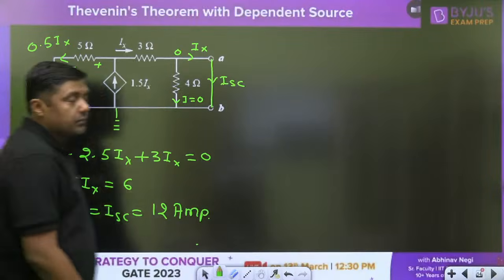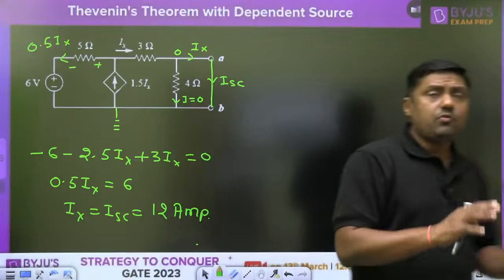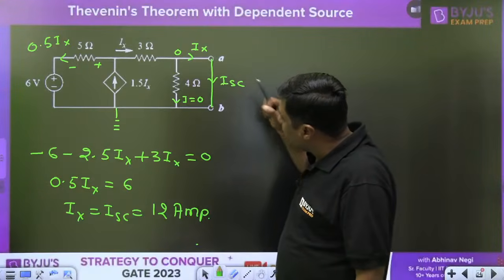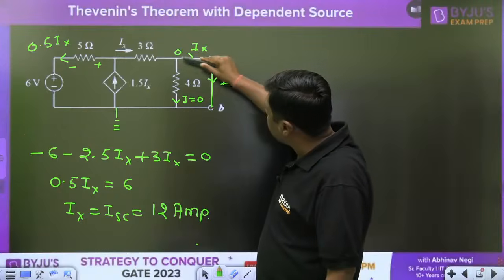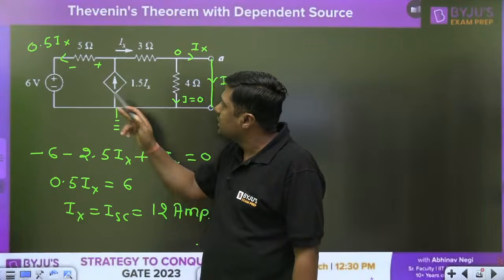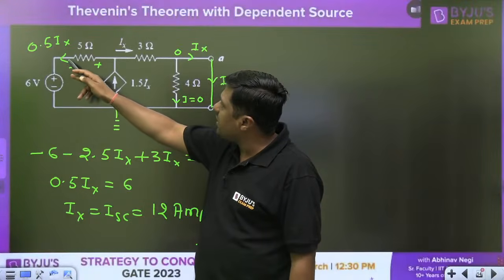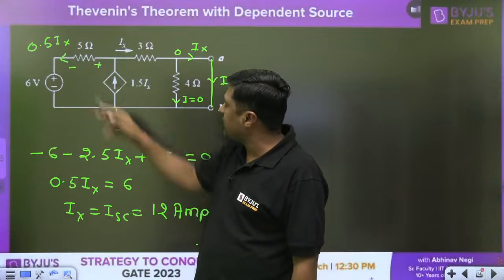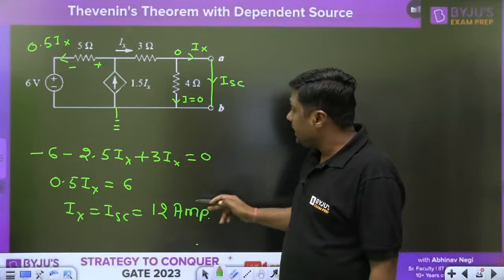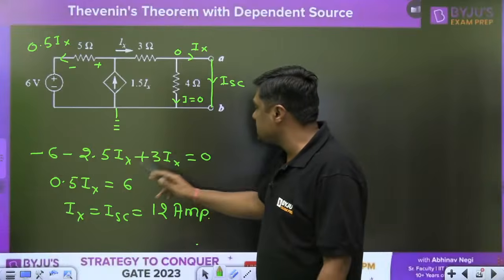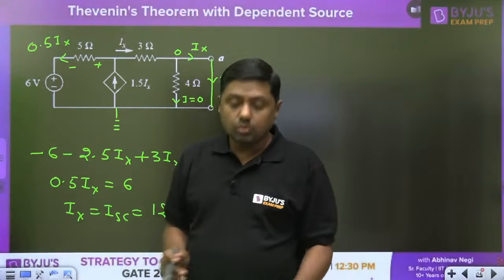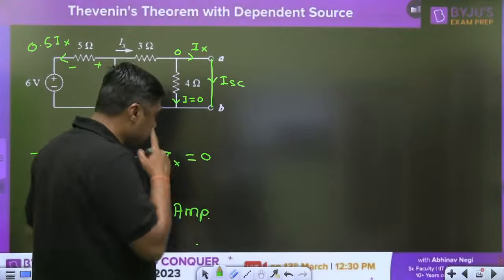Are you getting me? This is simply how we find the short circuit current, because we already have the open circuit voltage. Then just make it a short circuit. What will be the current? 0. Here the current is Ix, here the current is 0.5 Ix. Write down the KVL: minus 6 minus 2.5, 5 into 0.5 is 2.5 Ix, plus 3 Ix, this is 0, and then solve it. This is the 6, this is the 0.5, and you are getting 12 ampere. This is nothing but Norton's current. Now, what is the RTH?